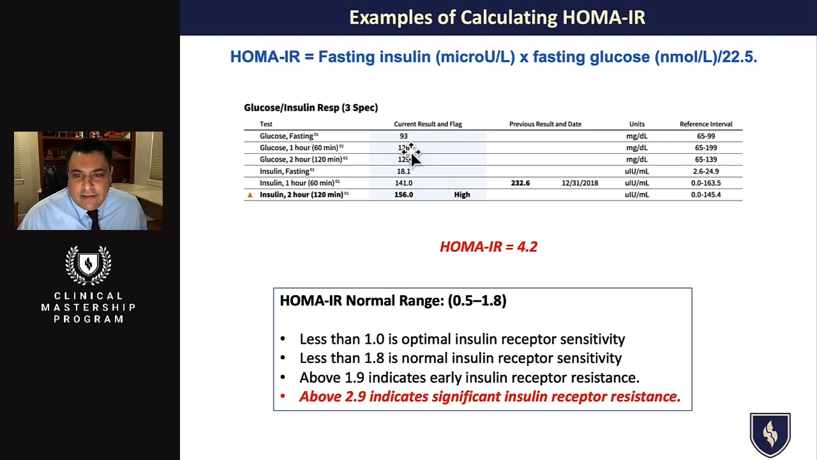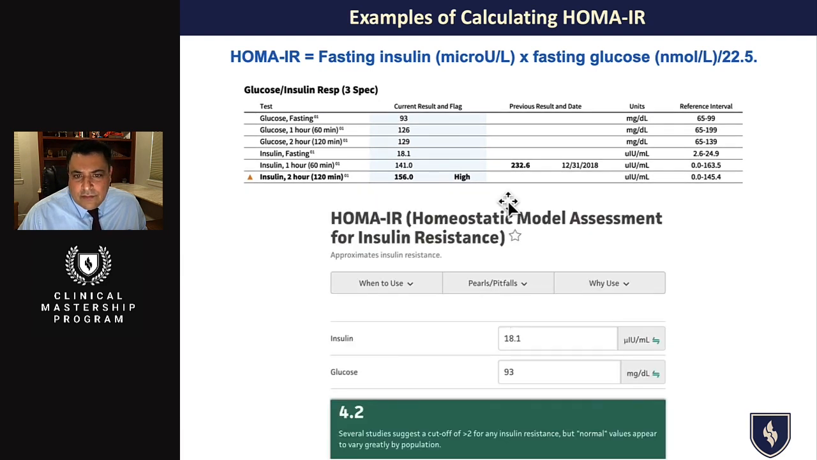and if all we had was their fasting insulin levels, you can see that it's 141. The previous level when this was done was 232, but it's 141. They would look like they're within the normal range of a fasting glucose and fasting insulin. However, if you were to put those numbers into this calculation, you could see their HOMA score would be... I'm sorry, the fasting insulin is 18.1.